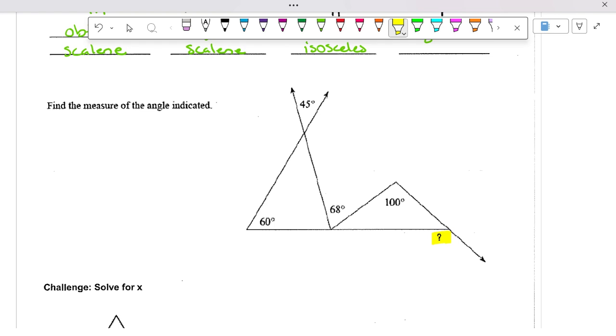This may use triangle sum theorem, this may use exterior angle theorem, this may use supplementary angles, this may use vertical angles. Everything that we know so far. And I'll give you a hint to get you started. What angle measure do you think I'm going to start at? I would start at the 45 and work your way down. So start at the 45, work your way down.